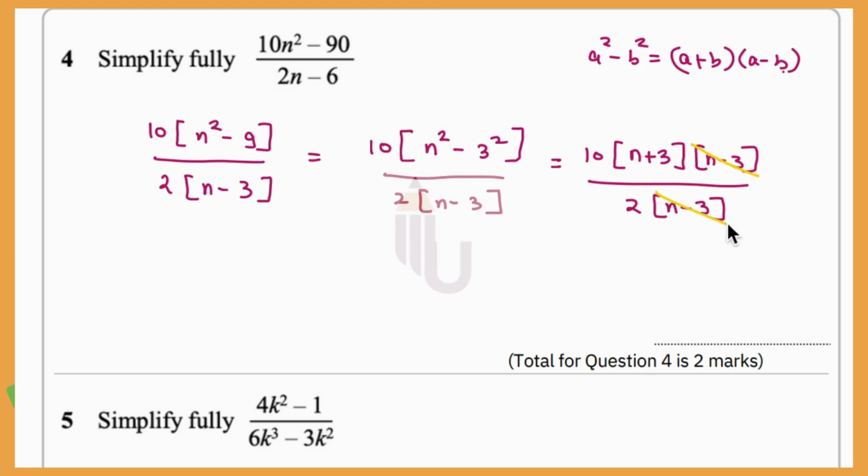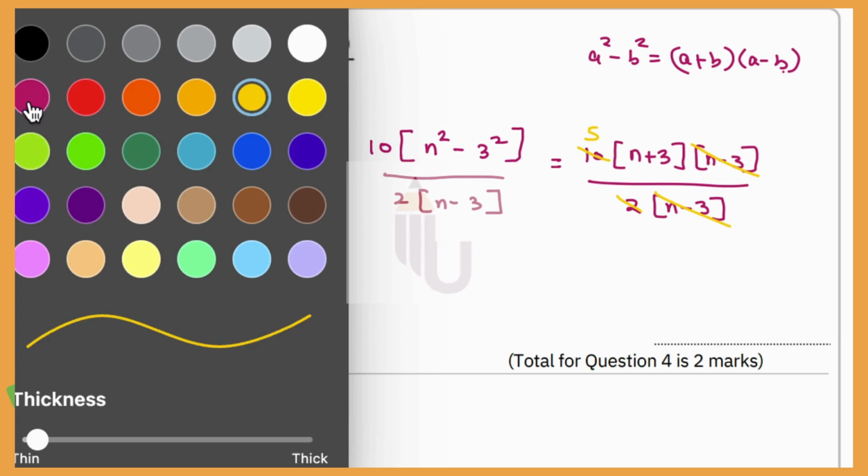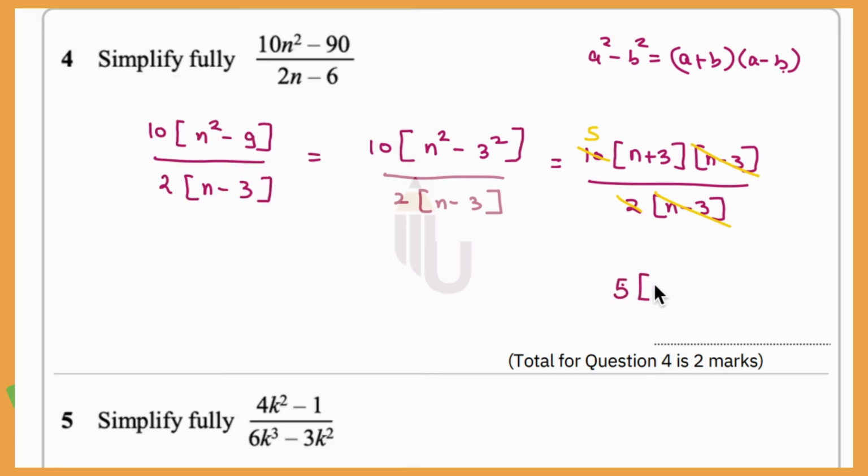Now n minus 3 will get cancelled, 2 and 10 will give me 5, so my final answer will be 5 times n plus 3. This is the most simplified form. Don't multiply 5 inside because they are asking us to simplify. So in simplified form it should be written in this way, so that will become our final answer.